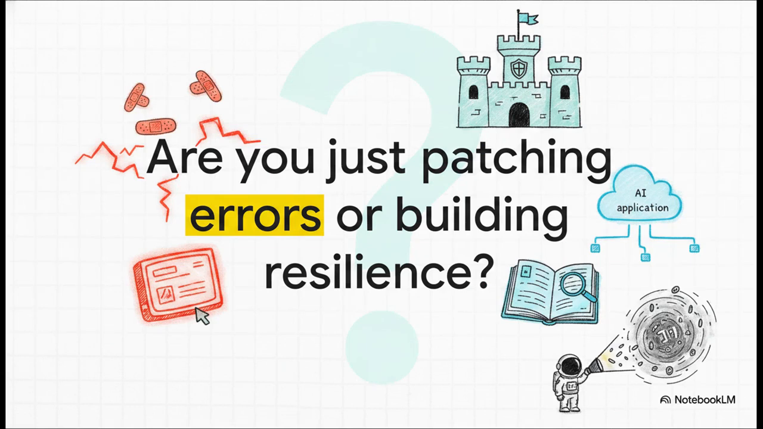I want to leave you with a bit of a provocative thought as we wrap up this explainer. When you encounter these errors, are you just frantically applying band-aids to get the terminal to turn green? Or are you using this triage protocol to build a truly resilient system?